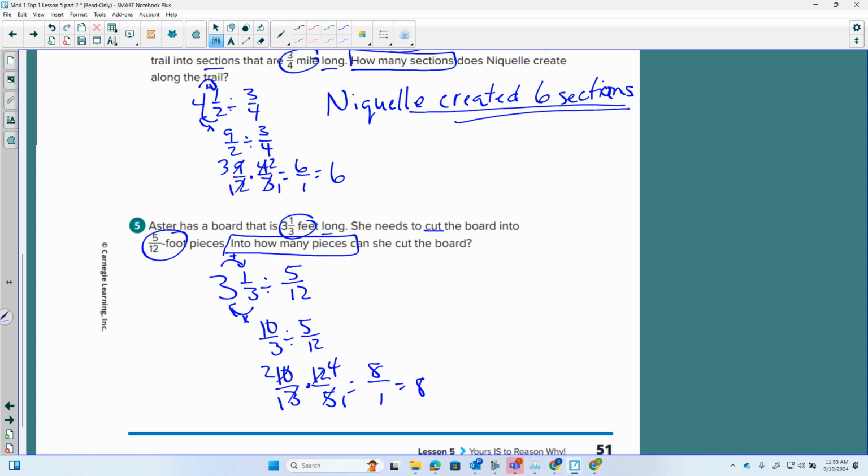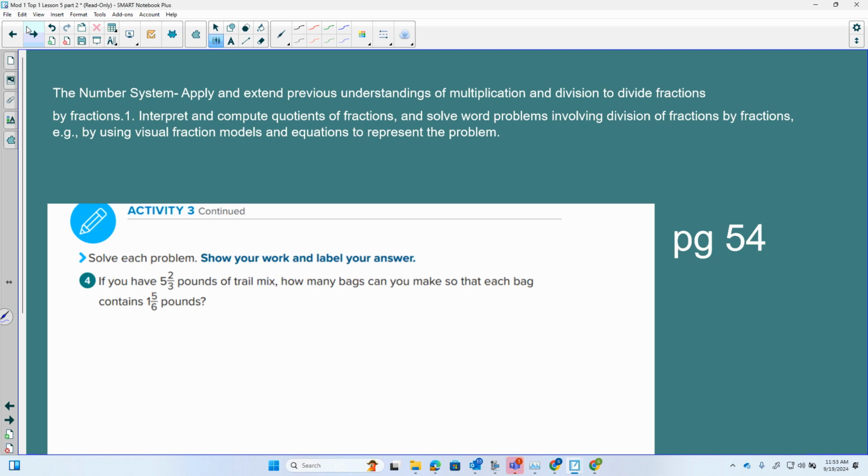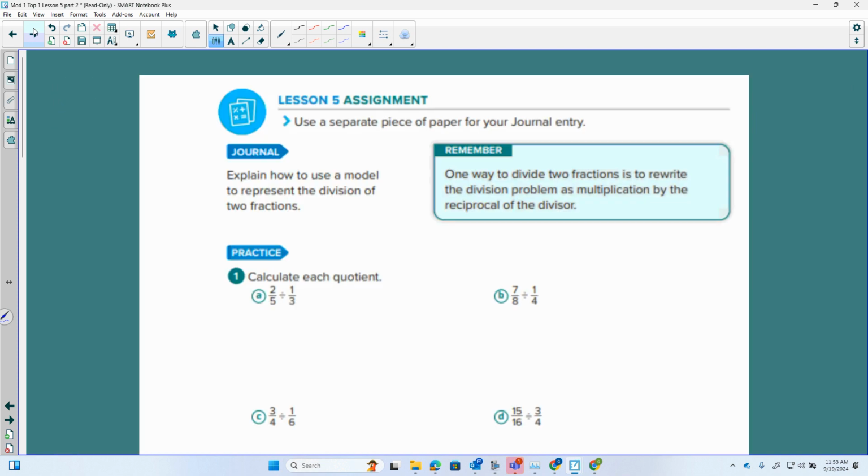Okay, going to the homework. Page 59. Explain how to use a model. We went through the models quite a bit, so the easy one to use would be a number line model. Is what I would use to explain that. Talk about the top and bottom and how you divide that up.